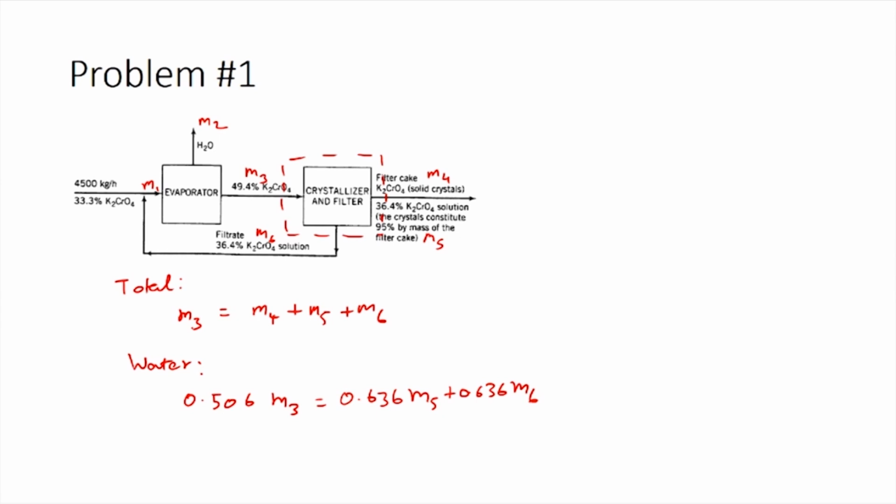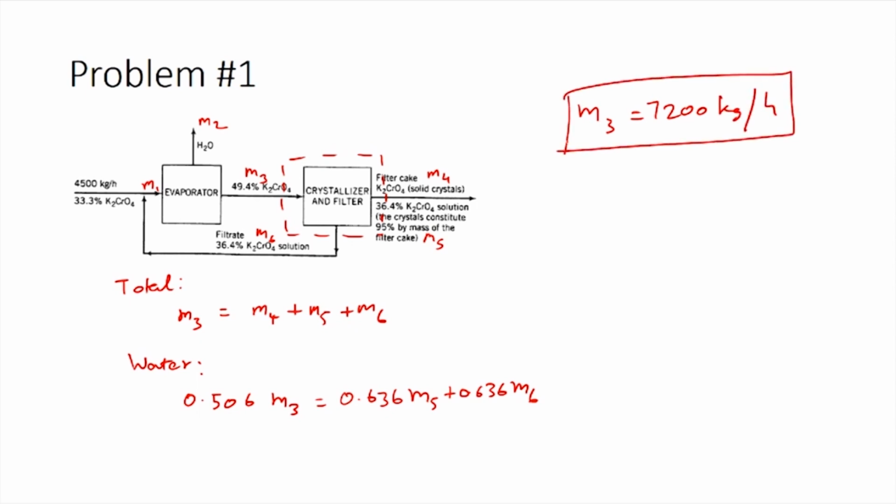So, from that we get M3, which is the feed rate to the crystallizer, as 7200 kilograms per hour, and the calculations will give you an M6 value as 5650 kilograms per hour. So, this is the rate of recycle.